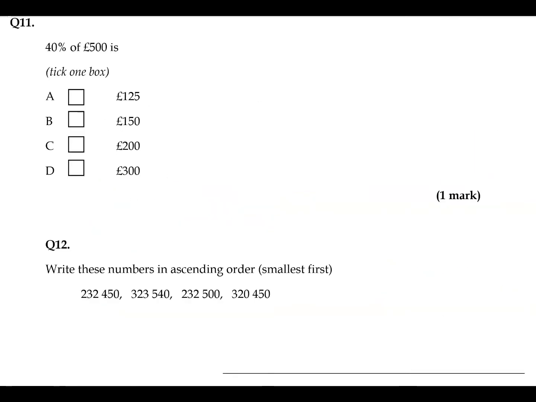Question 11. What is 40% of £500? So it's the non-calculator paper, so we use the 10% rule. So 10% of 500 is 50. So if we want 40%, we've multiplied that by 4. We need to multiply 50 by 4, which is £200. So for our 1 mark, tick £200 as the correct answer.